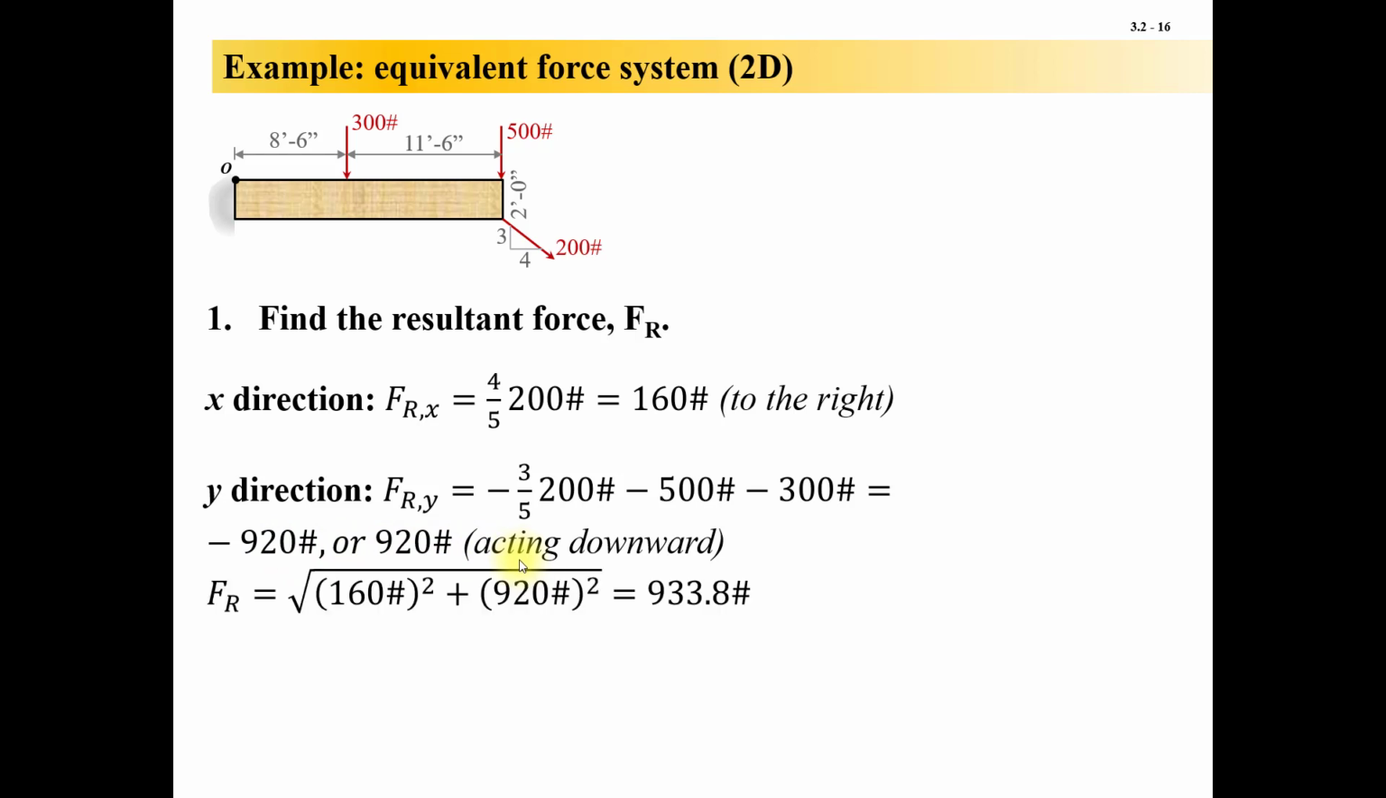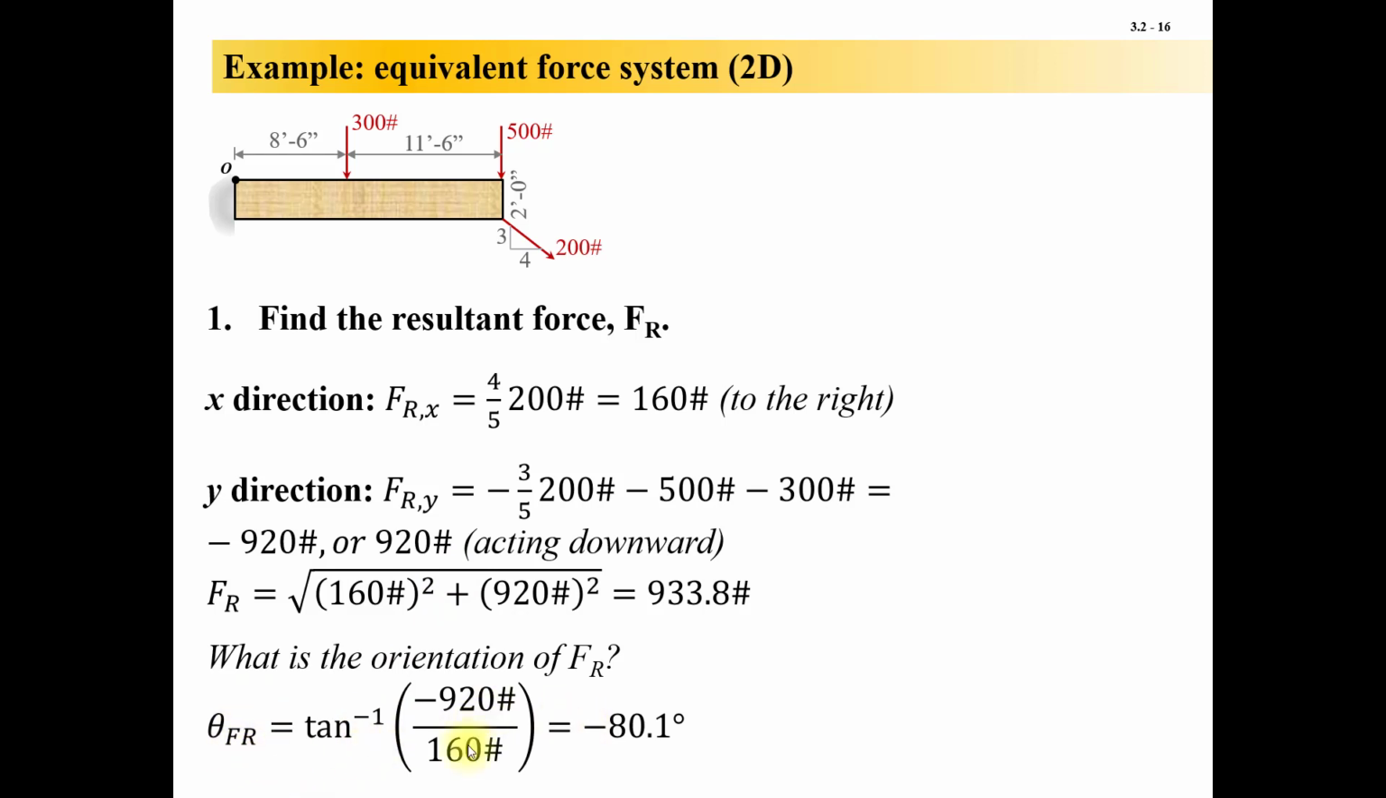So then my F sub R would be the square root of the sum of the squares of those, right? Because those are my two components of my resultant force, my X component, my Y component. So I just do the square root of the sum of the squares, and I get 933.8 pounds. Okay, that's the magnitude of it. It's not acting vertical or horizontal. It's acting at some weird angle, and we need to figure that out. And you know how to do this. We've done this in previous lessons. We just solve for the orientation. Here I've got the arc tangent of minus 920 pounds over 160 pounds gives me minus 80.1 degrees. The angle is swinging down clockwise 80.1 degrees from the positive x-axis.